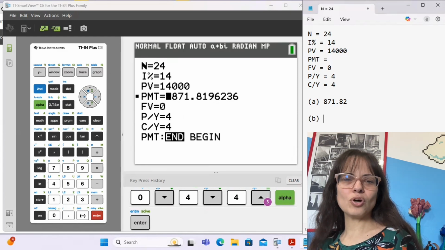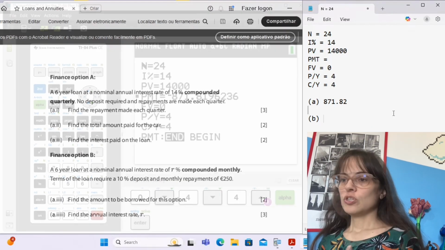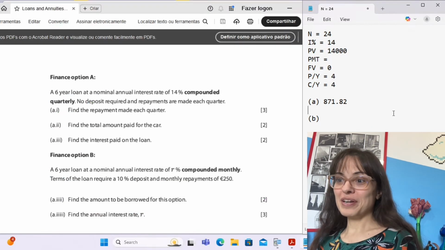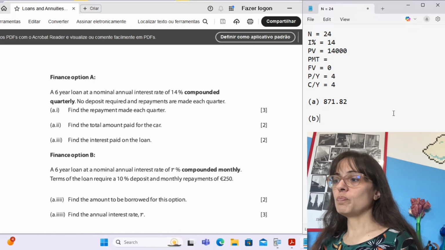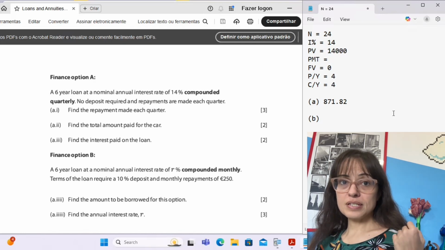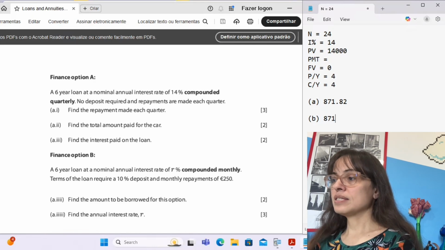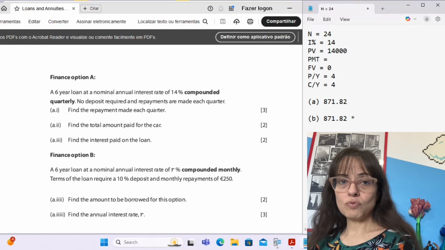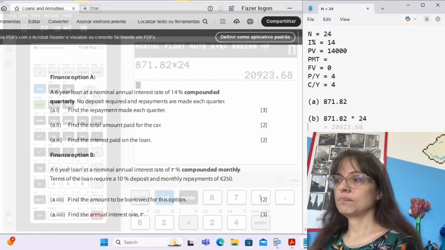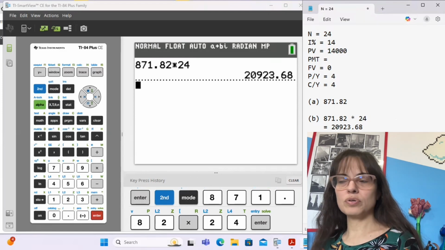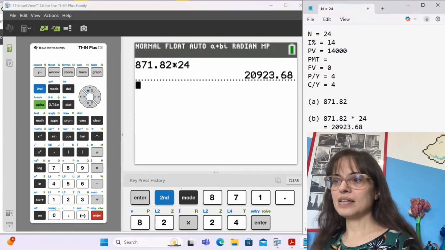I think they would not take away a mark from you if you did put the negative sign over there, but anyway. So that's the first part of part A, the repayment made each quarter. Now they want to know the total amount paid for the car. That is a simpler question. It is the quarterly payment times the number of quarters, the number of times that he made this payment, so times 24. That's quite a bit more than 14,000 because again, that is how it works.